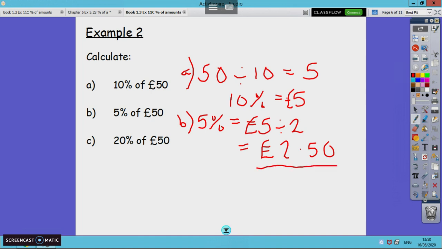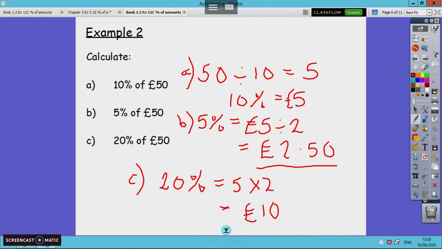And then lastly, 20%. Well, I know 10% is £5, and I know 20% is going to be double that. So 20% is going to be £5 times by 2, which is £10. Okay, so 20% of 50 is £10.